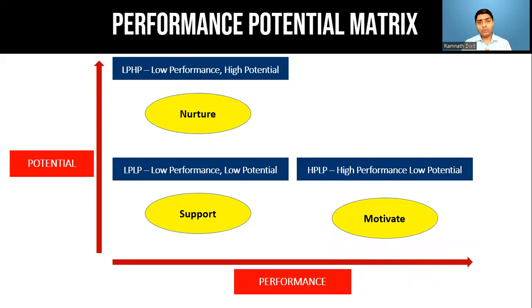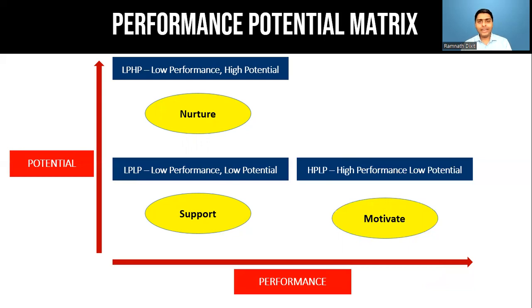Then we have high performance, low potential. Current performance is great, but future looks slightly dicey. What do you do with them? Well, in that case, you got to motivate. You got to encourage them. Sometimes they might have lost their way. Sometimes they might have got a wrong strategy because of which the future looks tight, or maybe sometimes there is too much competition in that industry in the short run because of which they could be struggling. But that nowhere means that they cannot perform, because they have already performed. They have shown that historically.